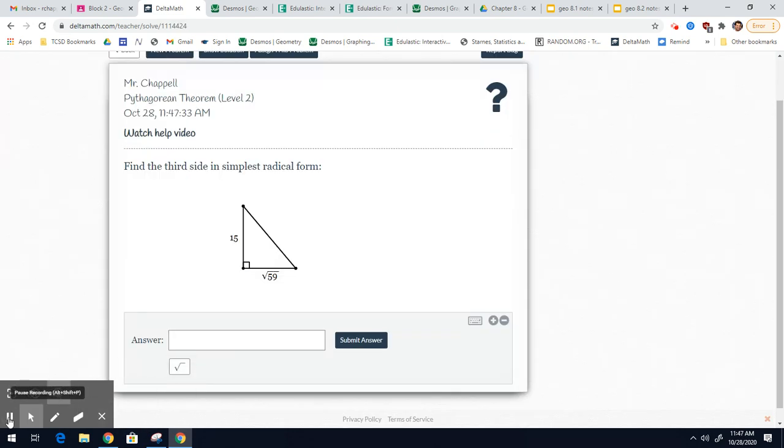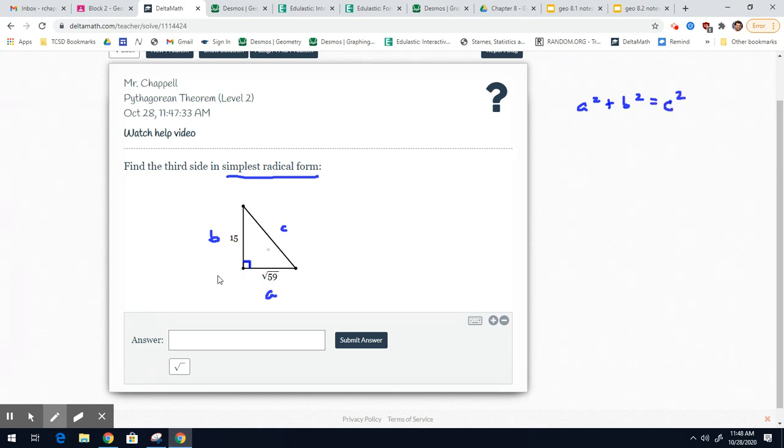All right, so here we go. It says find the third side in simplest radical form. So this is going to be a good review of what simplest radical form means. So this is a right triangle. We can use Pythagorean theorem. I'm going to call this A. I'm going to call this B. And again, because this is the right angle, the unknown side is C. So we use Pythagorean theorem, A squared plus B squared equals C squared.